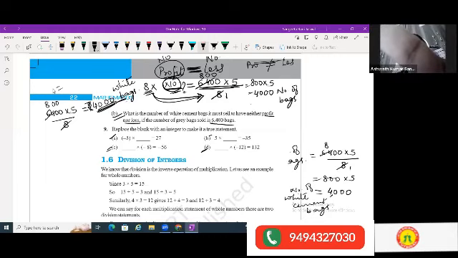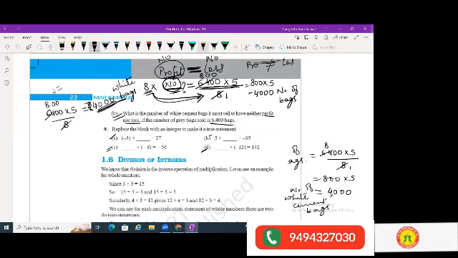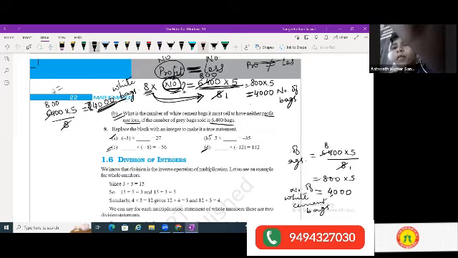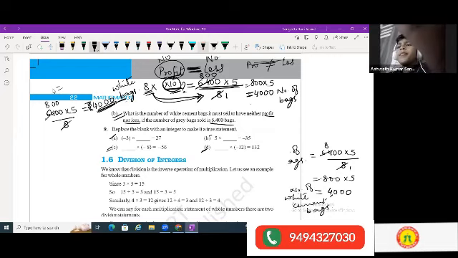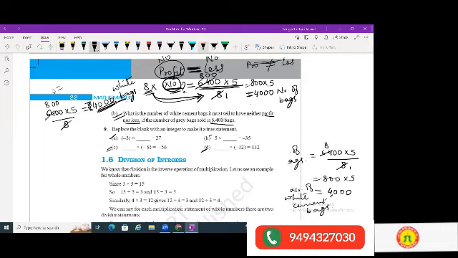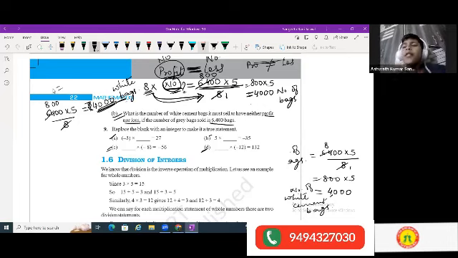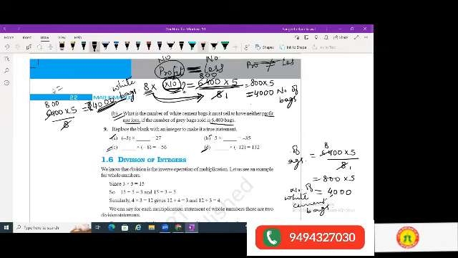Ma'am, is it minus 4,000 or plus 4,000? This is plus 4,000. There is no minus sign here. There is no sign anywhere here. Okay, this is plus 4,000. Understood this? Understood, Ashwath? Yes, ma'am. Great.